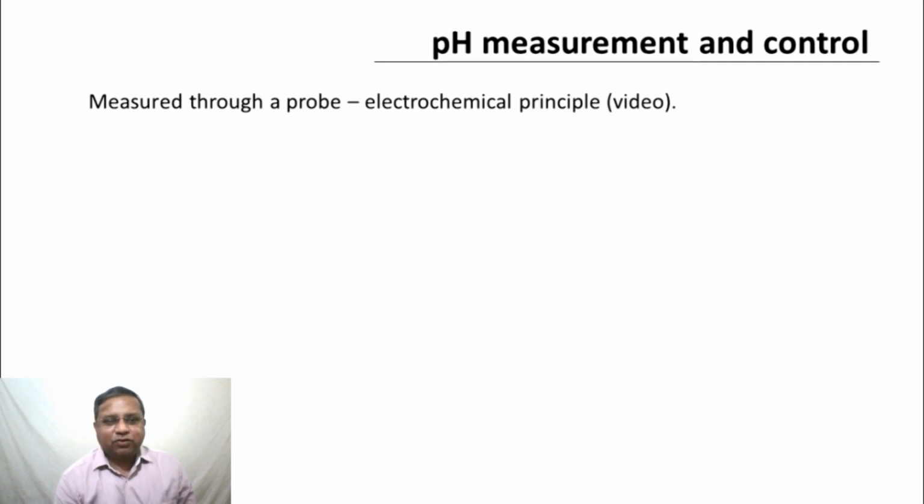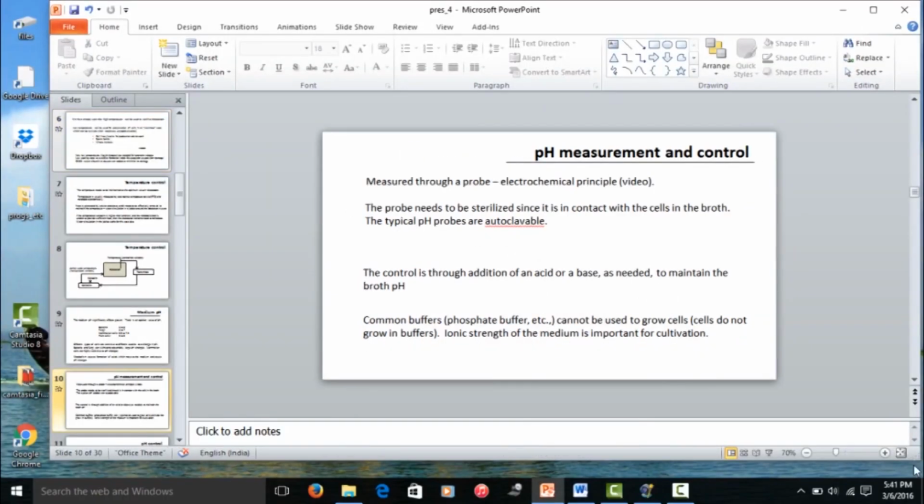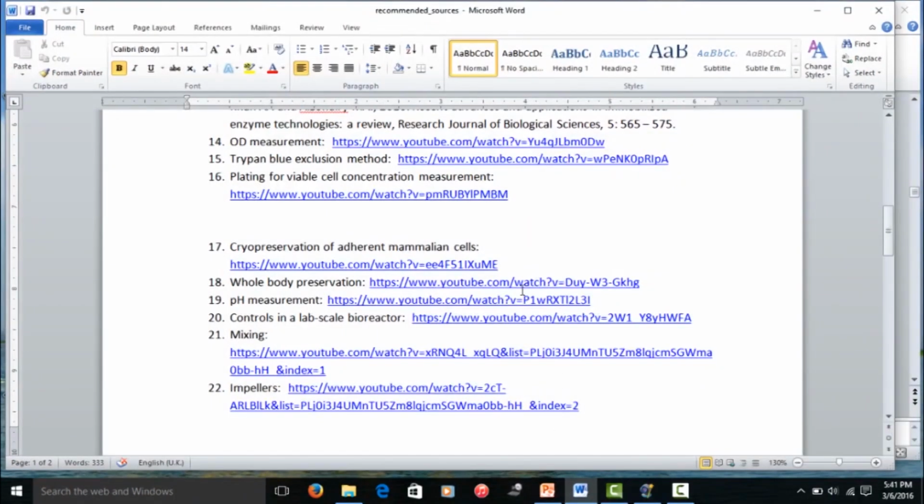pH measurement and control: it is measured through a probe. The principle is electrochemical. In fact, the principle is very nice. I've given you a video for that. It might take some time in this lecture, so let me just point you to a nice video which gives you the principle of pH measurement through a pH probe. The pH measurement number 19, you can go and take a look at that.